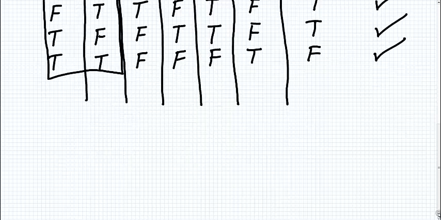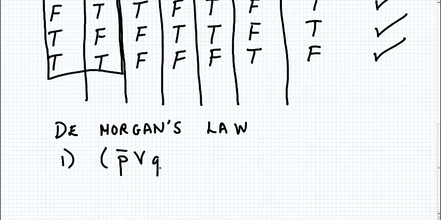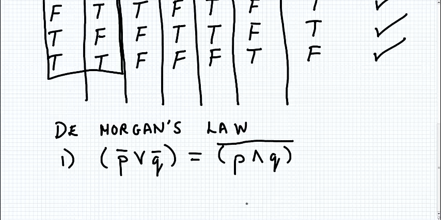So let's just write that out again. So De Morgan's law, we have that not P or not Q is equivalent to first take P and Q and then negate that value.